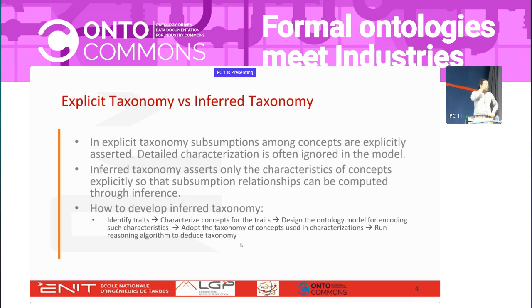characterization. But what is important is that we try to build something I call an inferred taxonomy, not an explicit taxonomy. The difference is that in an explicit taxonomy, the subsumption relationships, that is, the subclasses, are explicitly asserted in the ontology. Whereas in an inferred taxonomy, we just define the concepts and then run reasoners so that the subsumption relationships are inferred by these reasoning algorithms.